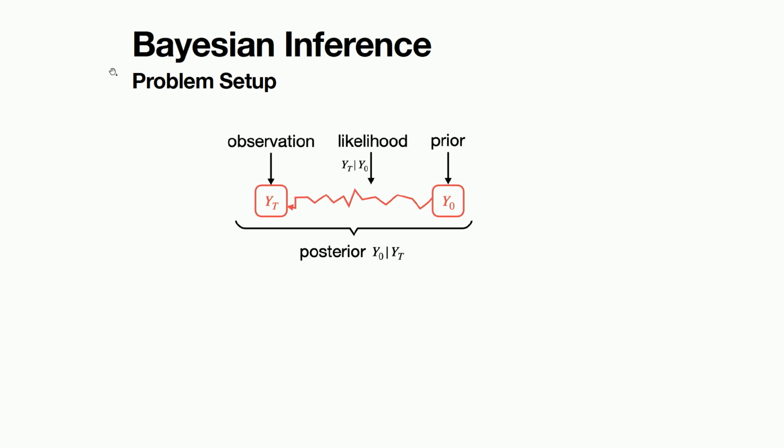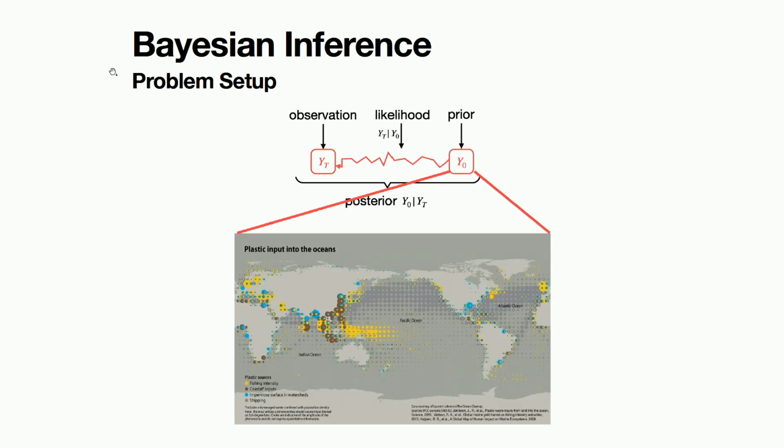So it is a Bayesian inference of a stochastic process. We assume we have an underlying process y_t, and this underlying process is a stochastic process. The prior distribution is on the initial state of this process. The observation is at the terminal state of the process. And then the likelihood is given by the stochastic process. Given the observation, the prior, and the likelihood, we want to sample from the posterior distribution.